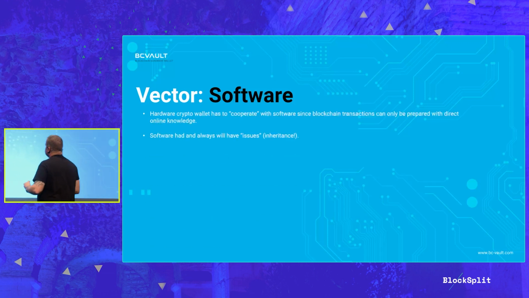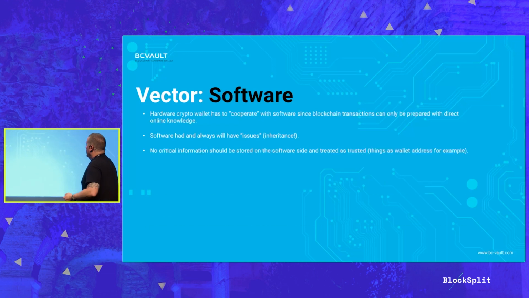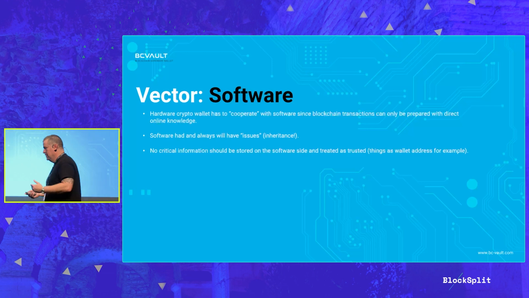The thing is that software will always have issues. Bugs are there, always. Any kind of software on this planet will have bugs, does have bugs, and will have bugs in the future. It's unavoidable. And the thing is that the software side always has to be the untrusted one. You never trust software. That's why hardware wallets exist in the first place, because you don't trust the software. Meaning, the critical information, the private keys, the wallet, even the wallet address.